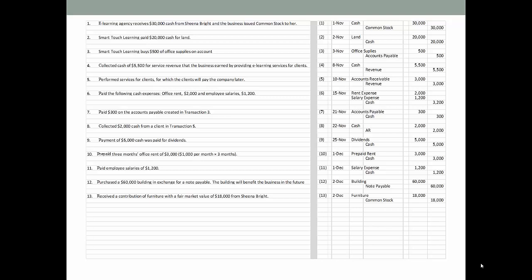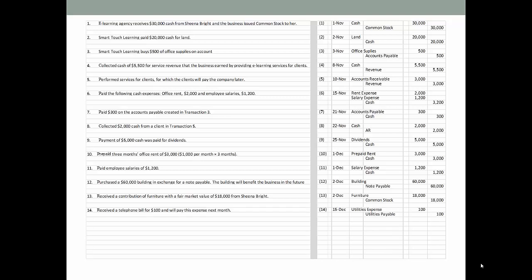We received a contribution of furniture with a fair market value of $18,000 from Sheena Bright. So an asset, furniture, is going up and will benefit more than one period, and Sheena Bright will receive common stock in exchange for the asset. Common stock is under stockholders' equity. It is increasing with a credit.